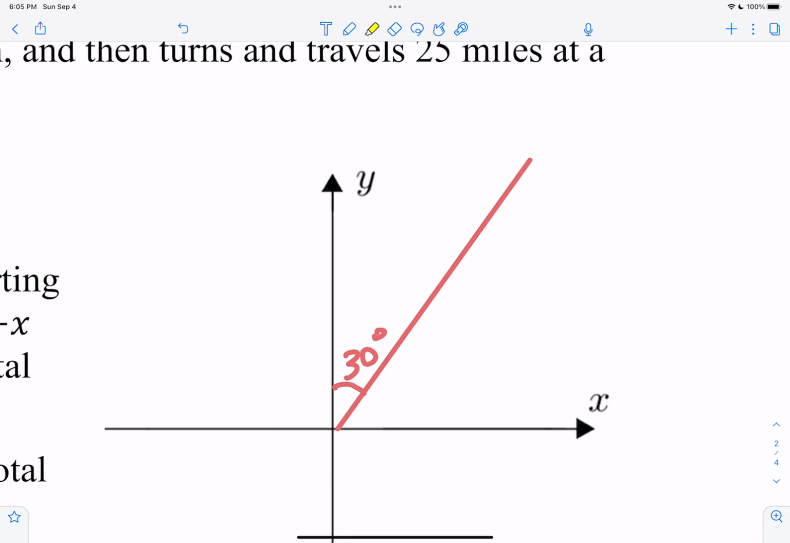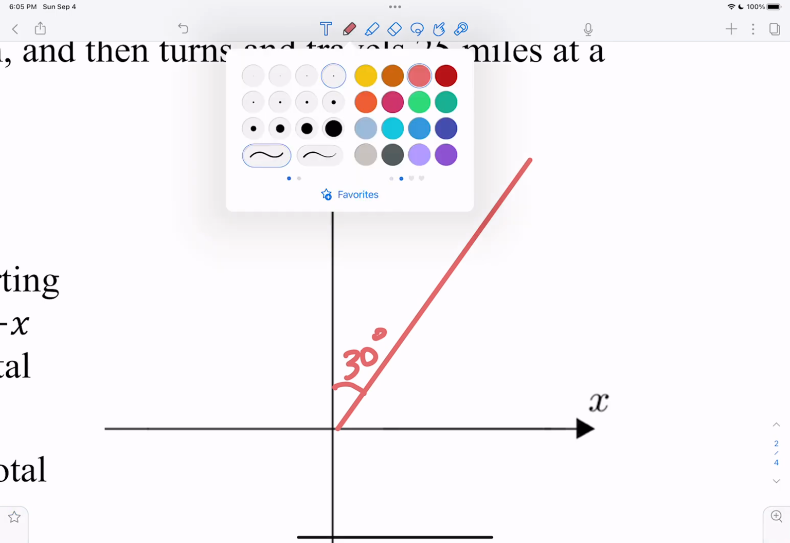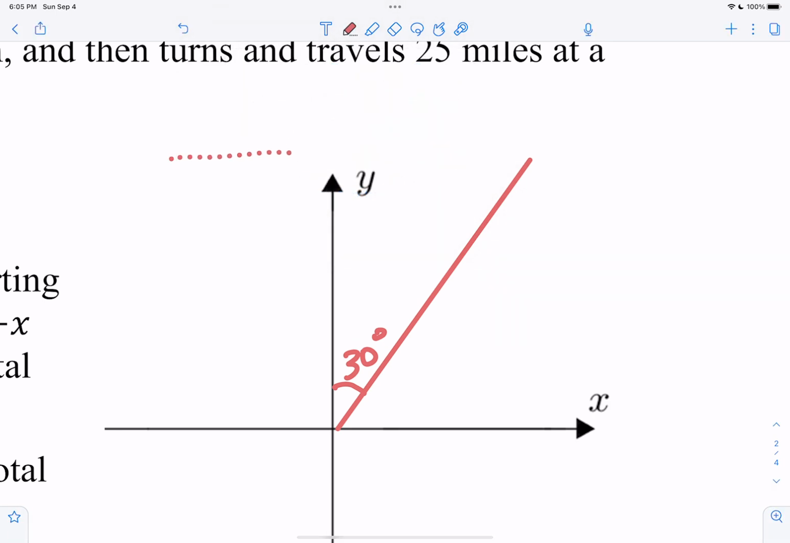So what we want to do is draw a makeshift. Actually, let me try to do a dotted line here so it looks better. Draw a makeshift coordinate plane, right?